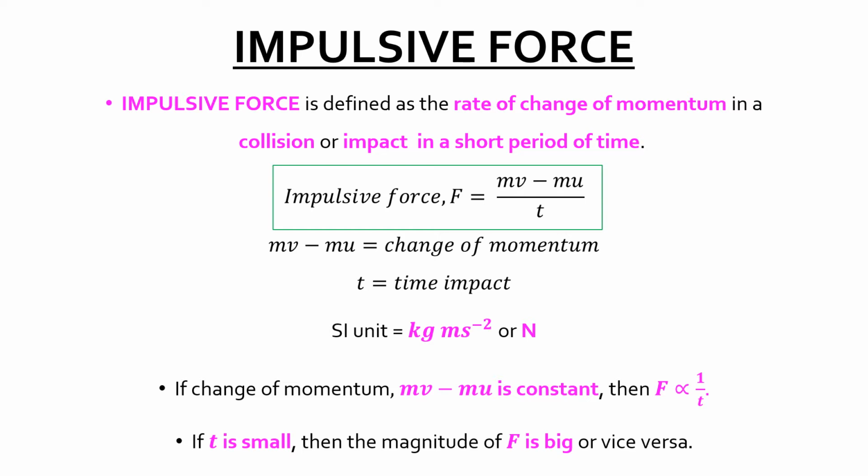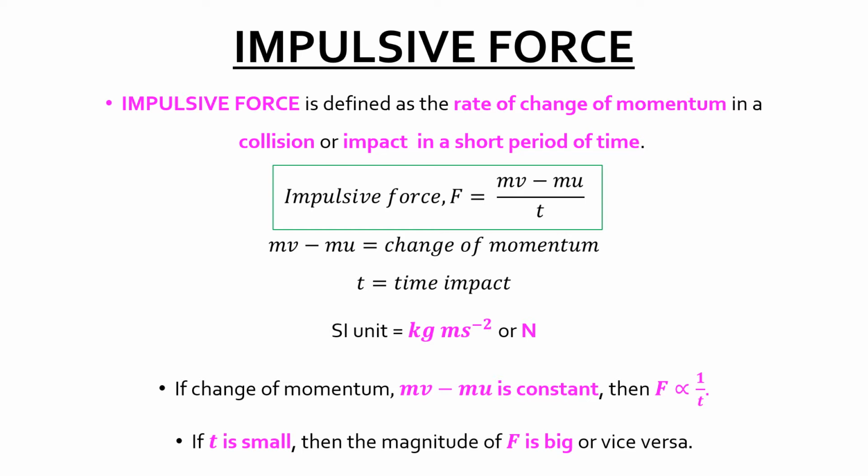What is impulsive force? Impulsive force is defined as the rate of change of momentum in a collision, or impact, in a short period of time. The formula of impulsive force is mv minus mu divided by t, where mv minus mu is a change of momentum and t is the time impact. Just like an impulse, the impulsive force also has two different units, either kilogram meter per second square or Newton.